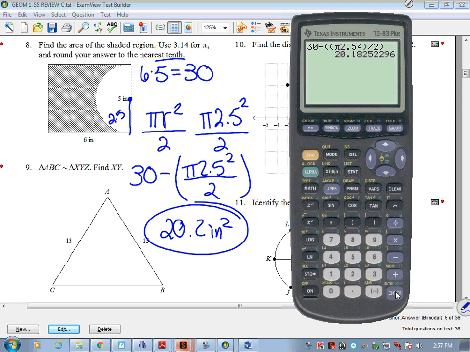You could also find, if you just wanted to try this, pi times 2.5 squared divided by 2. It's going to give you 9.817. So if we took 30 minus 9.817, we're still getting pretty much that 20.2. So you could do it that same way.